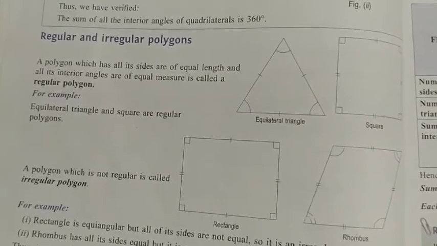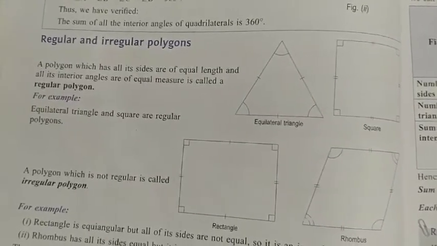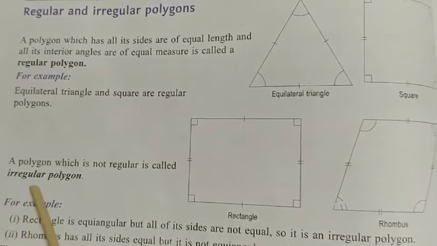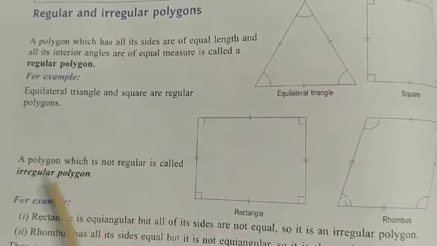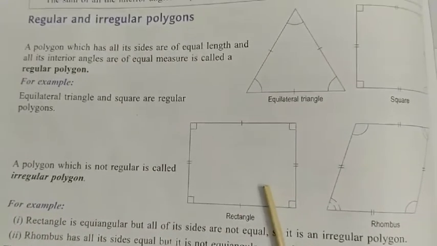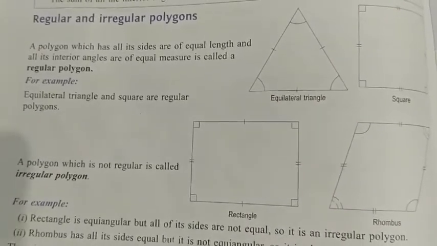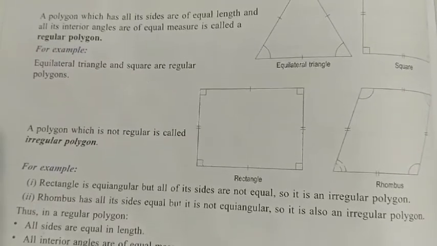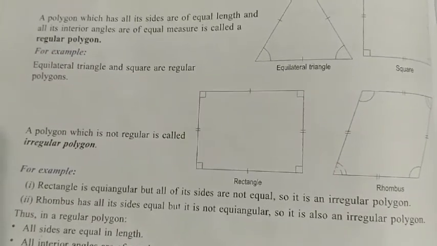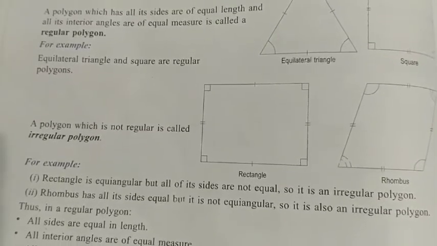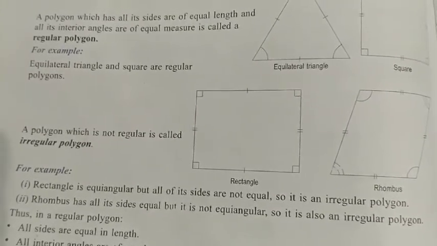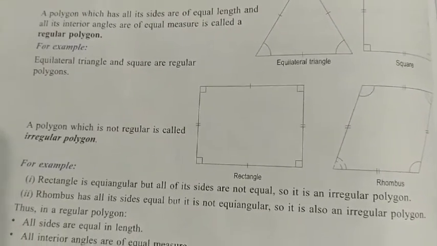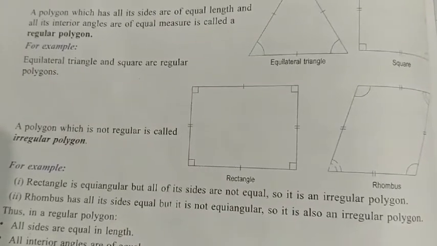Okay, now irregular polygons. A polygon which is not regular is called irregular. So rectangles and rhombuses are irregular polygons. Okay, for example, a rectangle is equiangular, meaning all angles are equal, but all sides are not equal. Okay, so it is an irregular polygon.